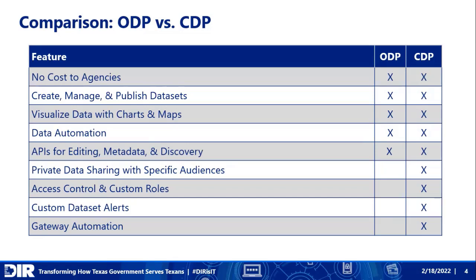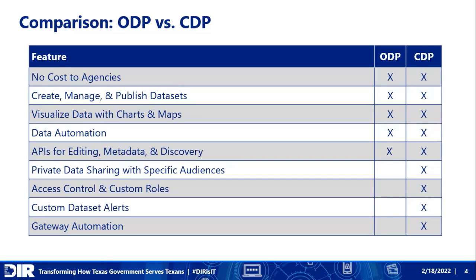But now let's discuss what sets the CDP apart. As Ed mentioned, it is a private data sharing environment. So there's no link between the ODP and the CDP, nor between any CDP instances. They are completely separate environments, and so the CDP is meant to host sensitive, confidential, or protected data. Custom dataset alerts are another feature. These alerts are triggered when certain conditions, defined by a user, are met within a dataset. And this is a great way to monitor data.